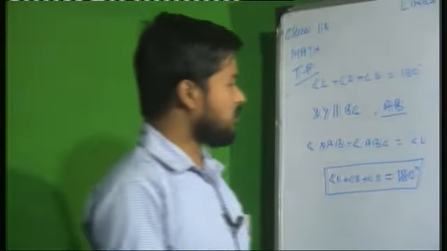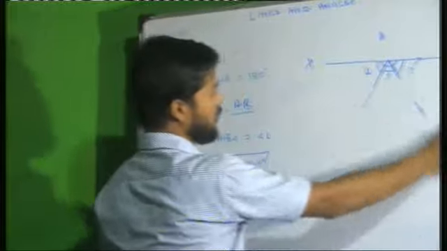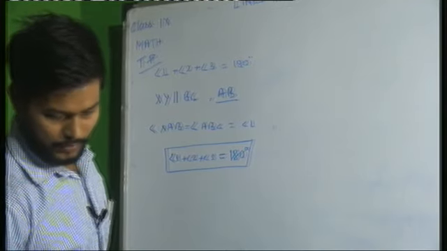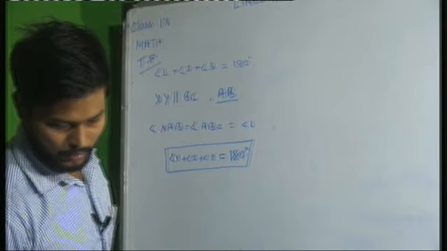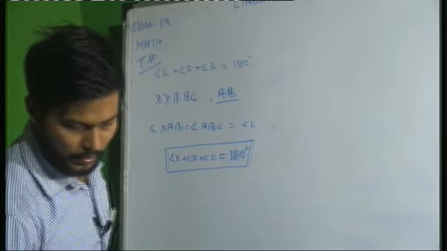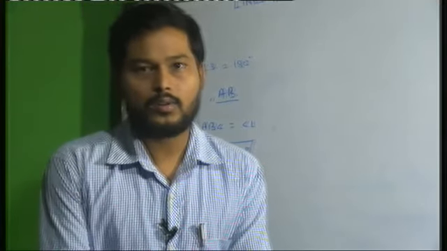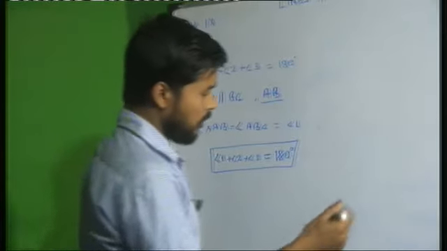Now similarly there is another theorem: if you extend one side of a triangle, the exterior angle will be the sum of the opposite interior angles. You know the theorem very well, but I am just giving a small idea about it. The statement of the theorem is: if a side of a triangle is produced, then the exterior angle formed is equal to the sum of the opposite interior angles.